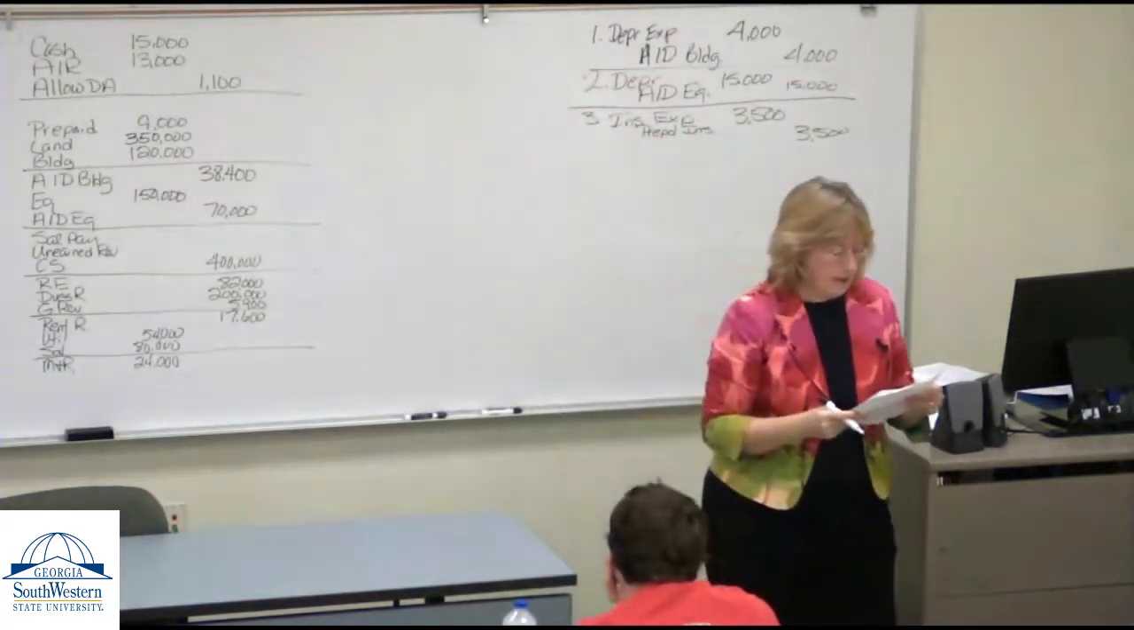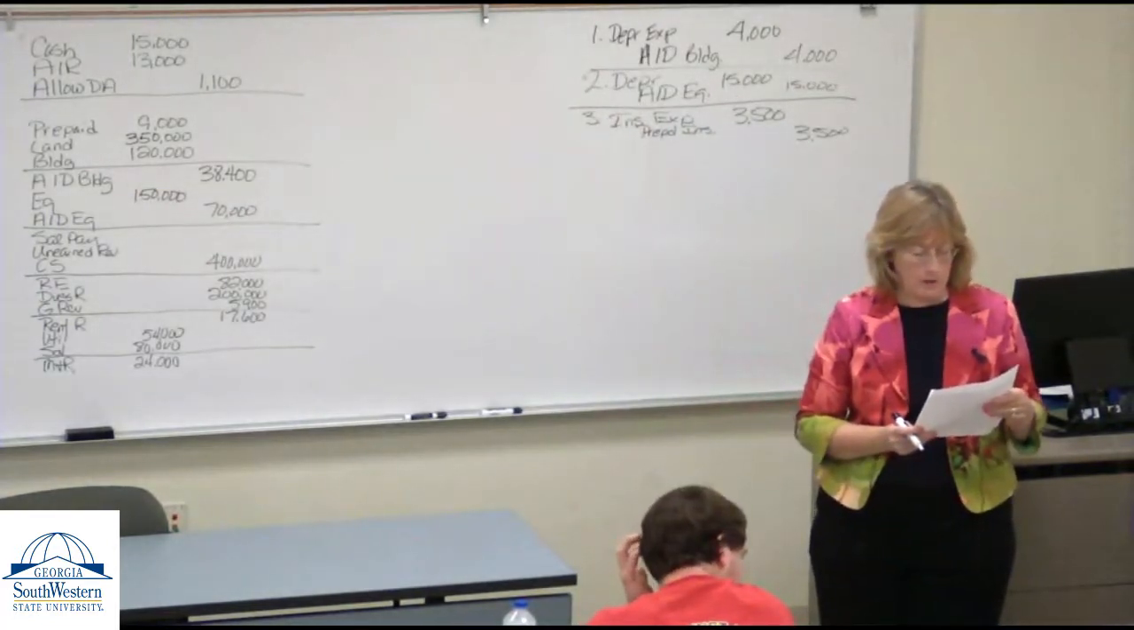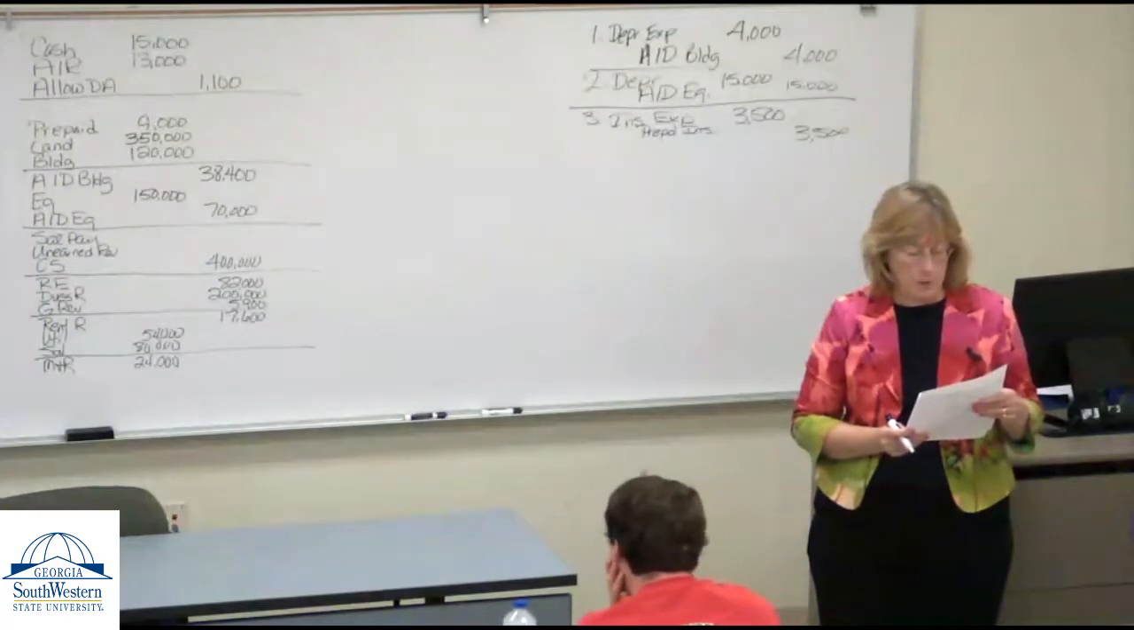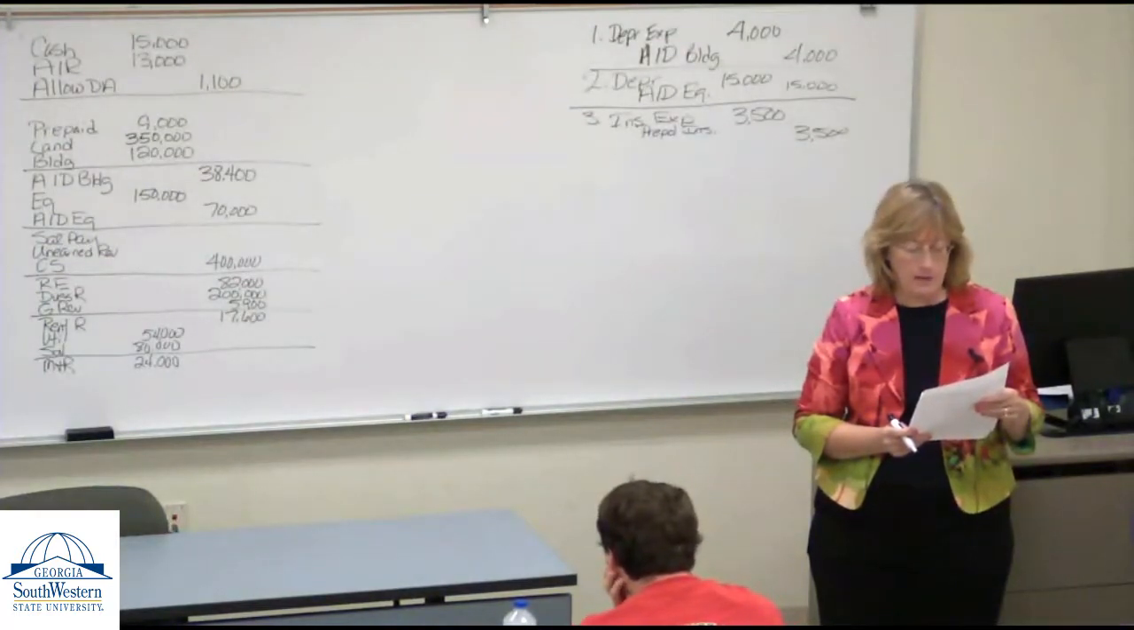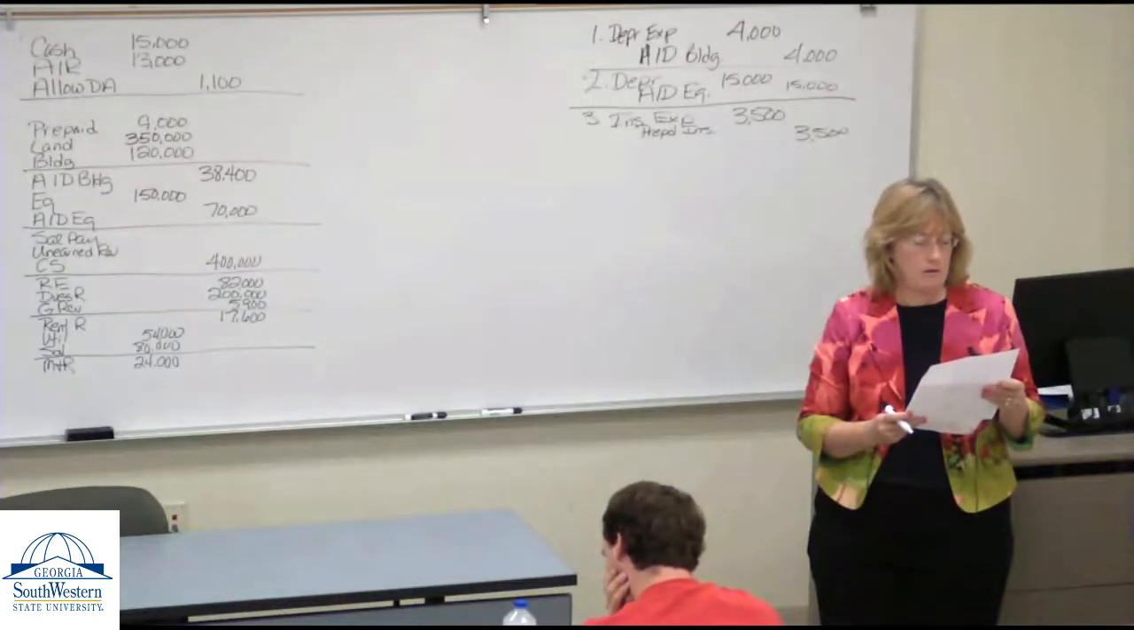Okay, so the next one, you guys are handling the next one. Rent revenue represents the amount received for 11 months for dining facilities. The December rent has not been received. So, y'all want to explain that one to me?